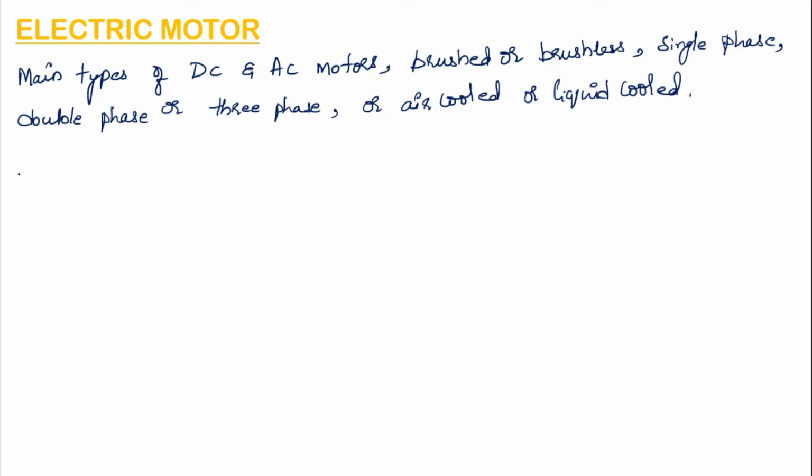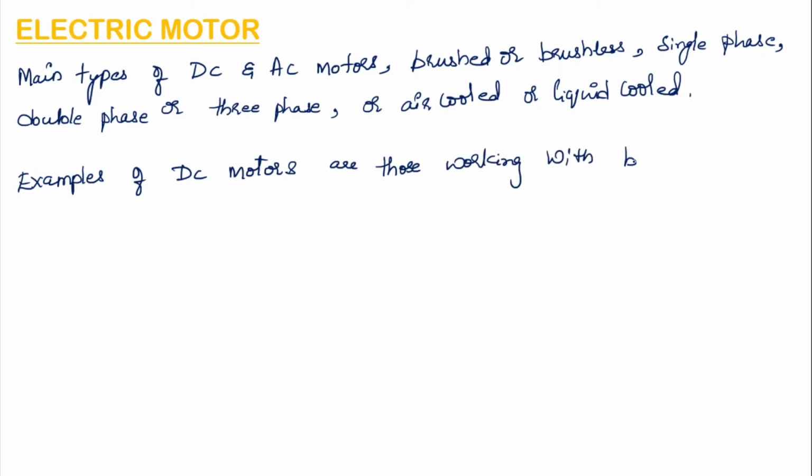So what are the examples of DC motor? Examples of DC motor are those working with batteries, motor vehicles or rectifiers.